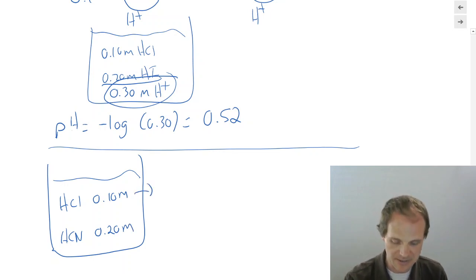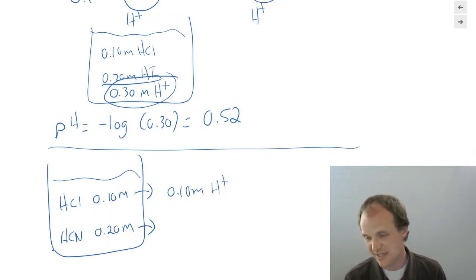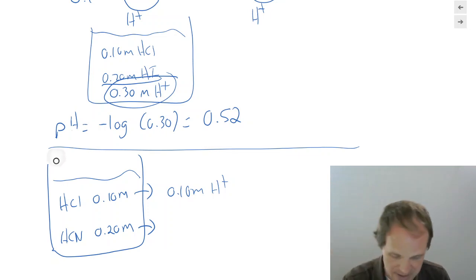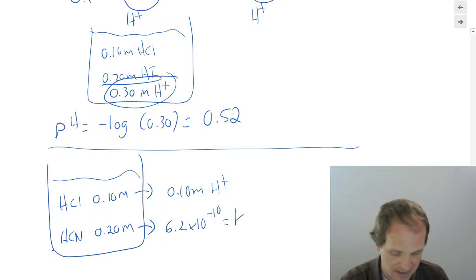What's going to happen? This one is going to contribute 0.10 molar to my H+, because it dissociates completely. We recognize that as a strong acid. This one, what is it going to do? Well, it's certainly not a strong acid because it's not on the list of strong acids. How weak is it? We look up the Ka value for that one, and it's 6.2 times 10 to the minus 10th.